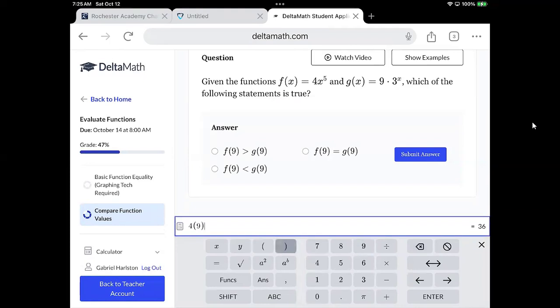Ooh, big number. And then we're going to raise it to what power? We're raising it to the 5th power. That is 236,196, pretty big number. See if we can remember that.